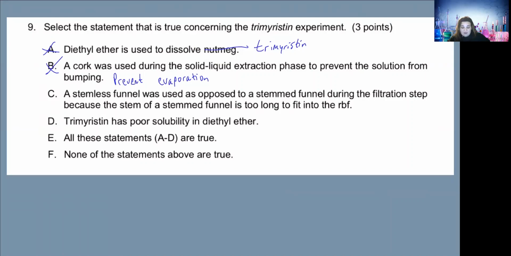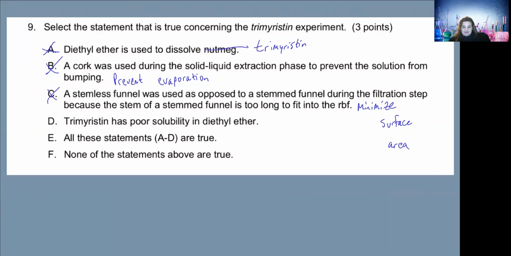C, a stemless funnel was used as opposed to a stemmed funnel during the filtration step because the stem of the stemmed funnel is too long to fit into the RBF. Now, part of this statement is true. The stemless funnel was used instead of the stemmed funnel. The reasoning, however, was to minimize the surface area. We didn't want to lose our crude trimyristin product, so C is incorrect.